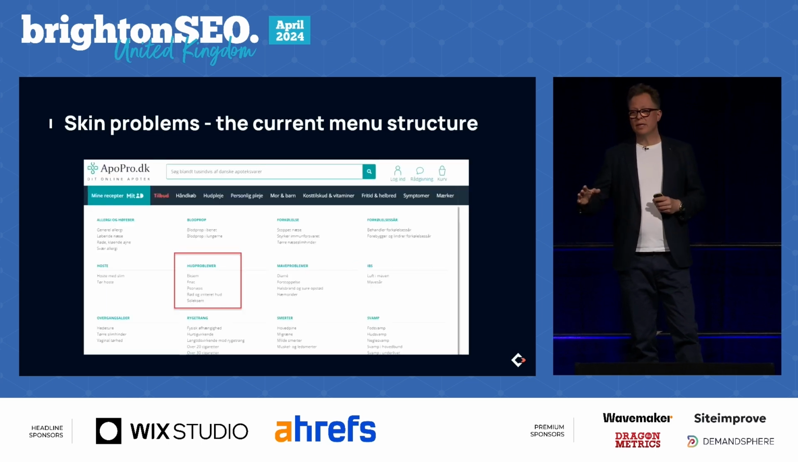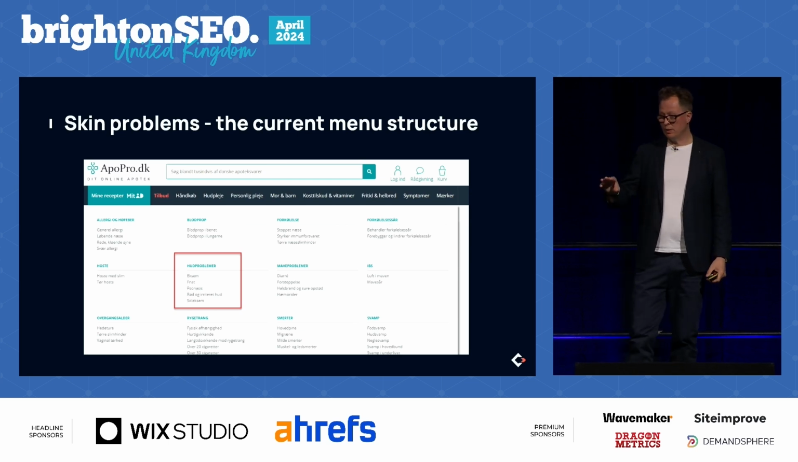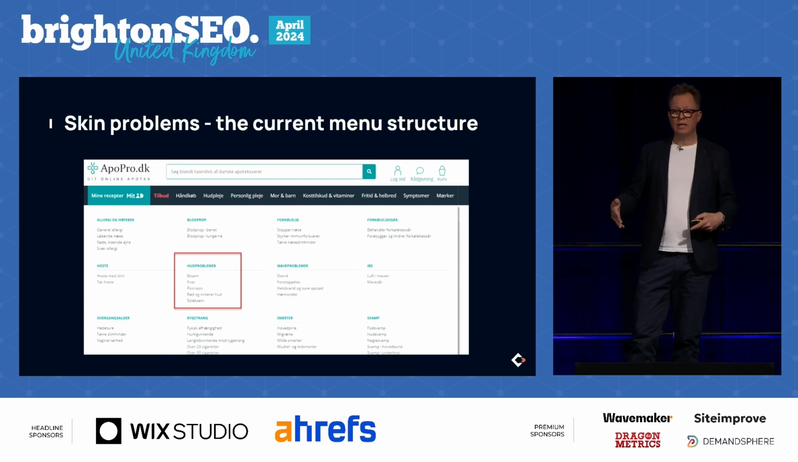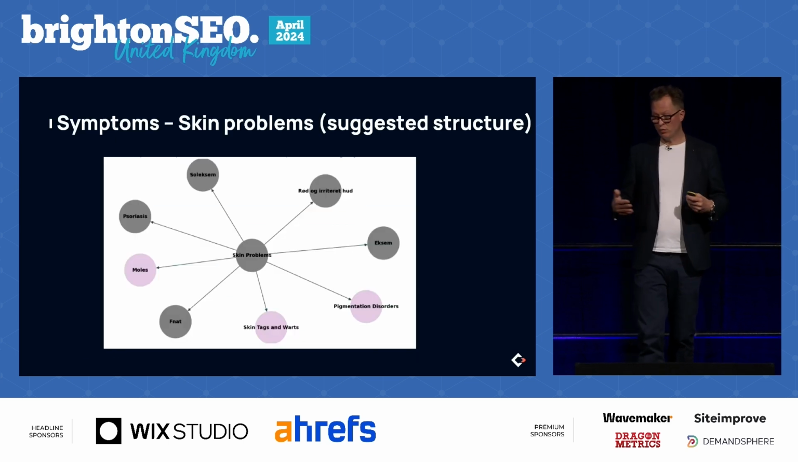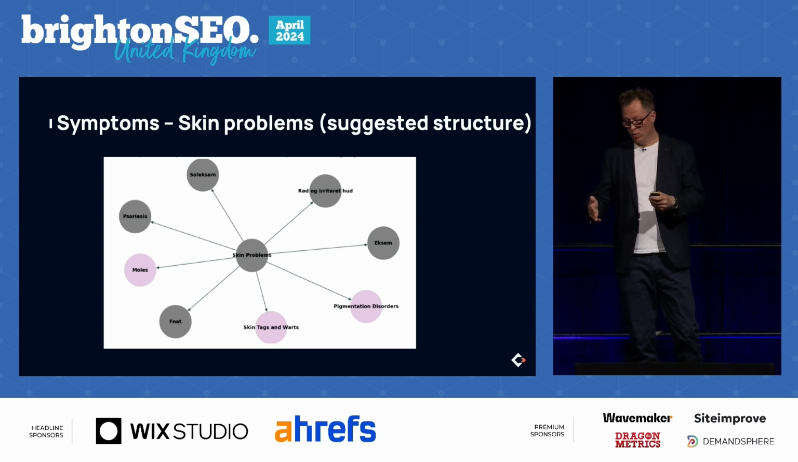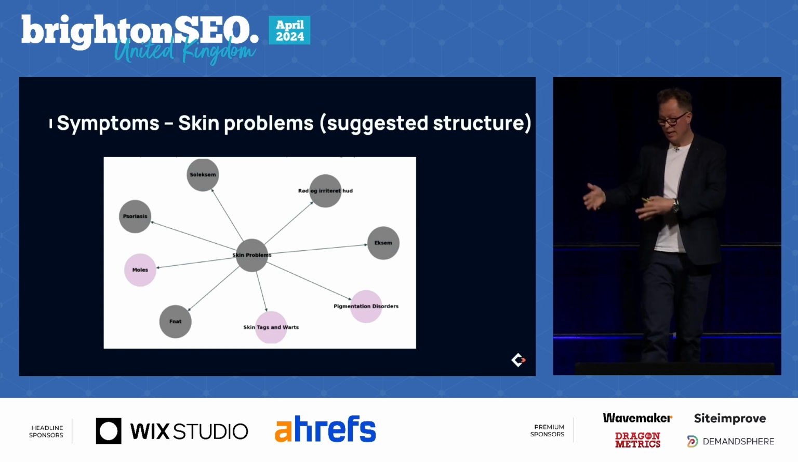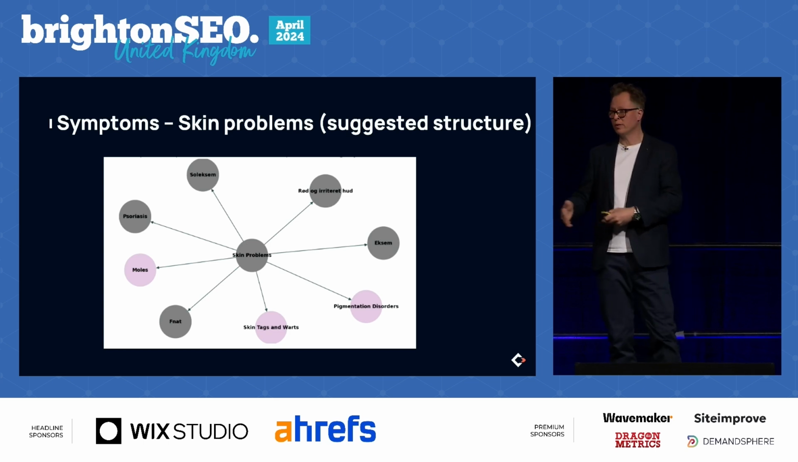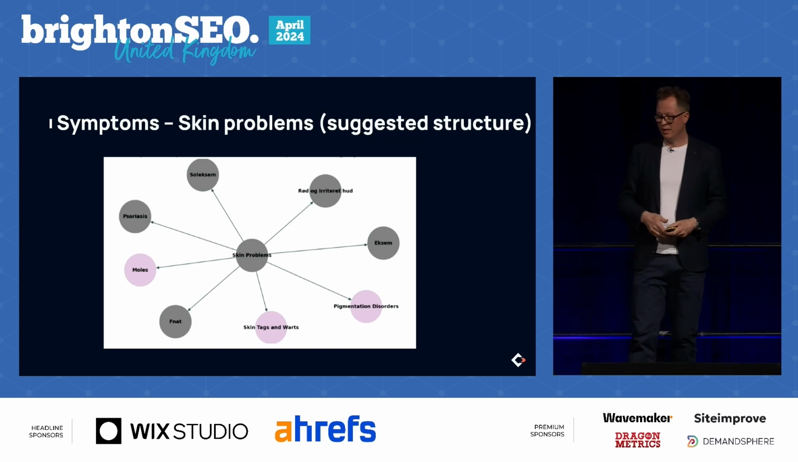So if I take, for instance, a subcategory like skin problems, there are 5 different topics on this website. And again, if I ask ChatGPT to help me out, it will actually identify 3 more that I haven't covered yet: moles, skin tags and warts, and pigmentation disorders. So actually already here we have some interesting insights that we can work on further to really create a strong categorization.